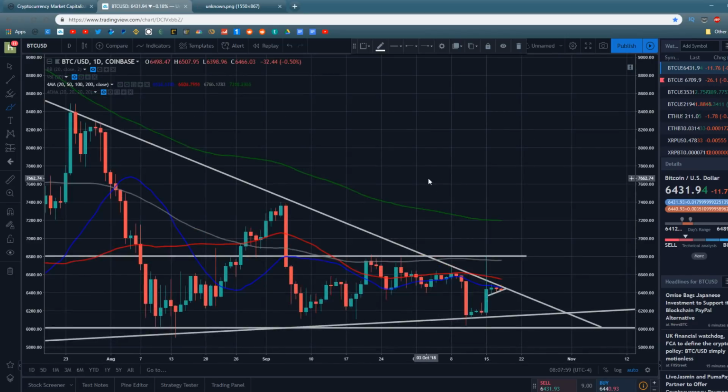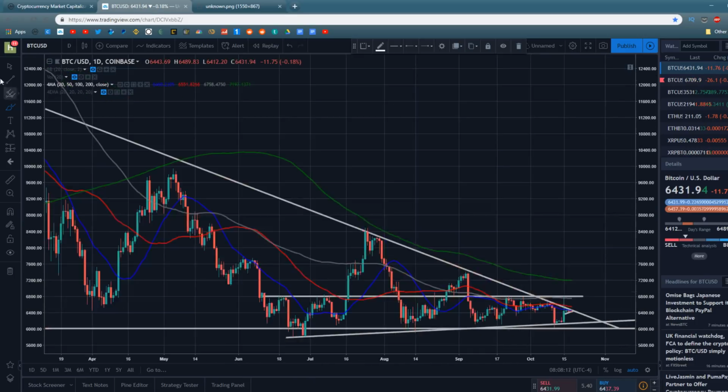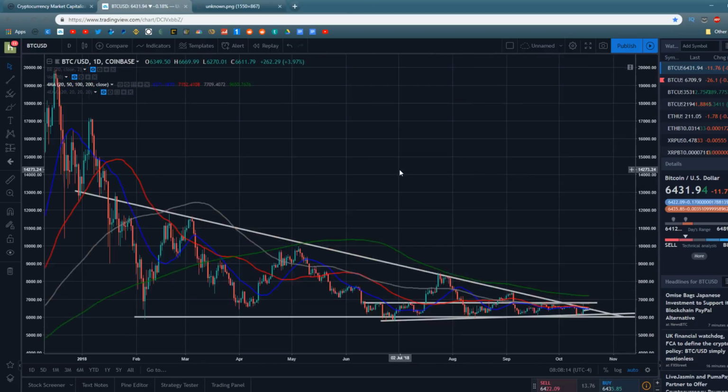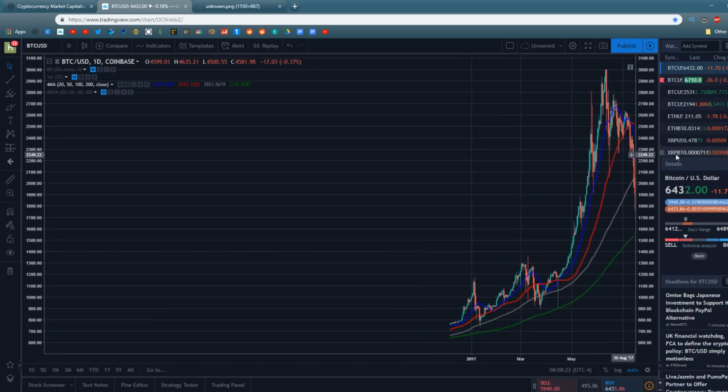I do think we'll break that, and the next major levels of resistance after that are $7,400 flat, which is right up here. That is a previous high, and that is an extremely important level. So too is this moving average right here, the 200 daily simple. Now that's a very important moving average, as I've talked about in previous videos, because the 200 daily simple moving average is one of those moving averages that you can use to determine when a market has entered a new bull market. That is an extremely important moving average.